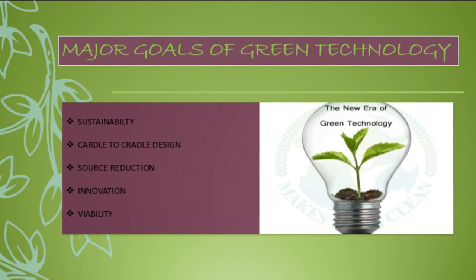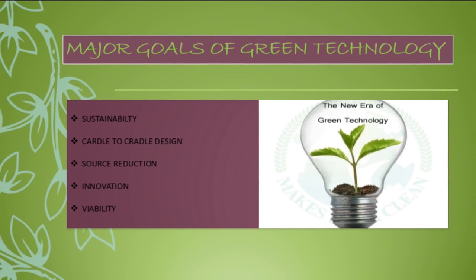Now, after this, we need to see what are the major goals of green technology that it has intended to achieve. First is sustainability. What is sustainability? It means meeting the needs of society in a way that can continue indefinitely into future without damaging or depleting natural resources. In short, meeting present needs without compromising the ability of future generations to meet their own needs.